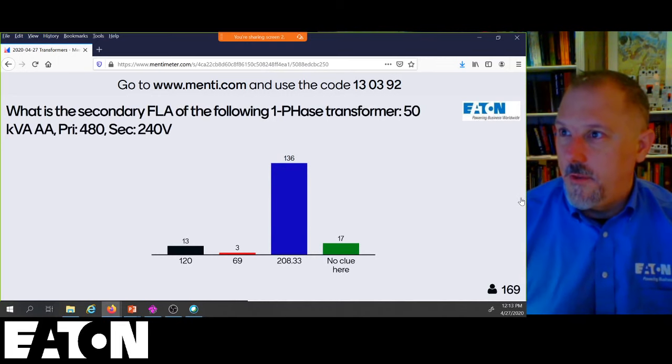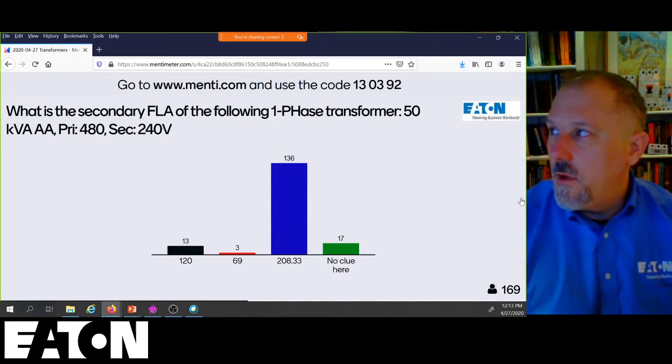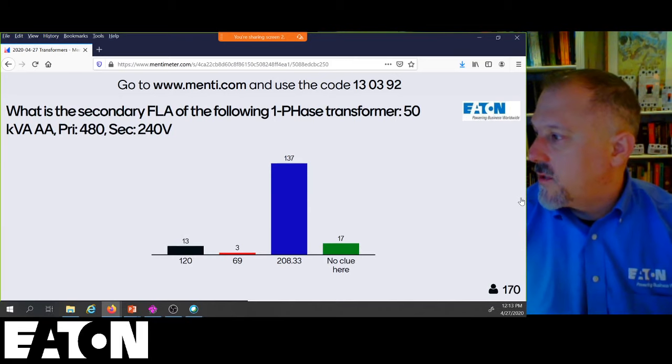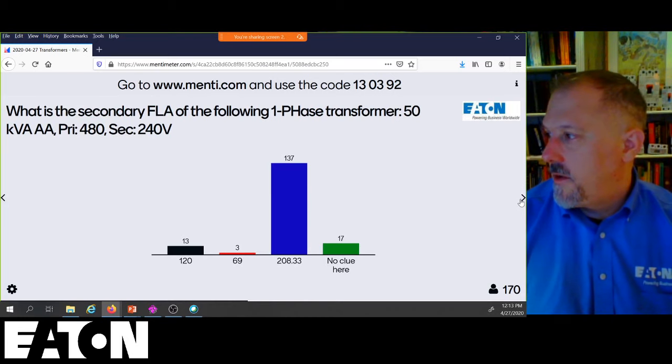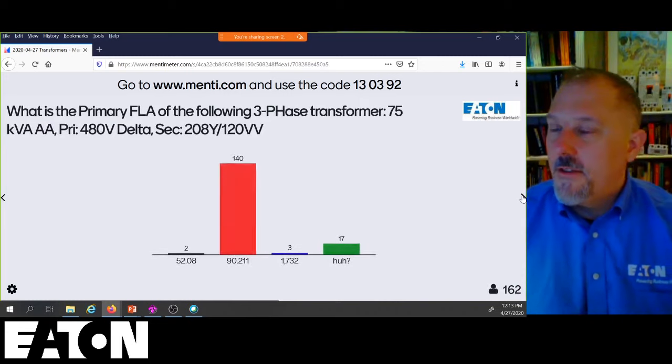I'll tell you how to do that calculation. Secondary full load amps of a single phase transformer, and you got this one right too. So good job for all of you, 137 out there. 138. Good job. 139.